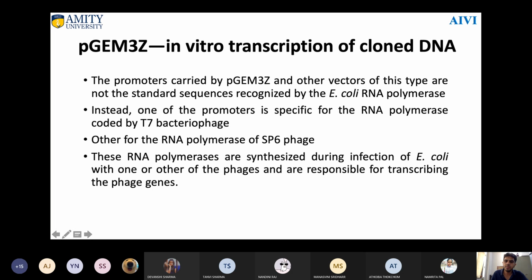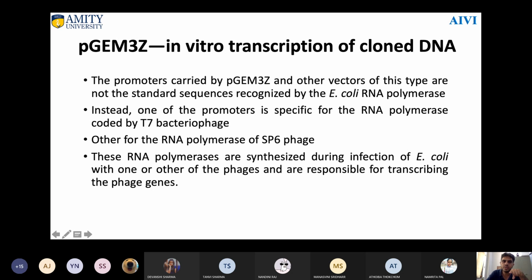Okay, so further information about your pGEM3Z. The promoters carried by pGEM3Z and other vectors of this type are not standard sequences recognized by the E. coli RNA polymerase. So you need to check that these are not recognized by the E. coli RNA polymerase, which means they are not going to work there. Instead, the promoter is specific to the RNA polymerase of T7 bacteriophage. So this is the T7 RNA polymerase. In normal cells, if you transform these vectors, then they are not going to transcribe.